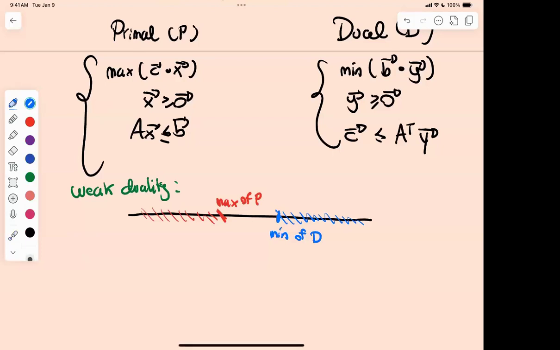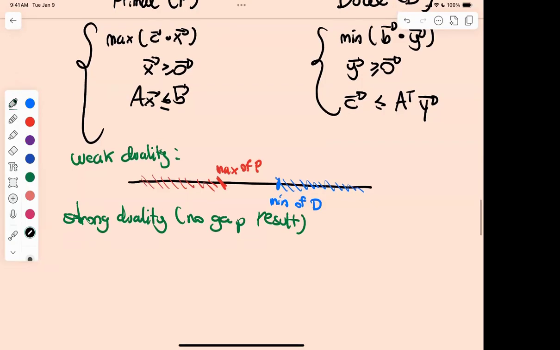In a picture, what strong duality says is that there's no gap. That's how you could summarize it. It's a no-gap result because it's saying that the true picture is something like this, where the max and the min occur at the same point. So the max of the primal problem is the same as the min of the dual. That's what I'm going to explain in a moment.